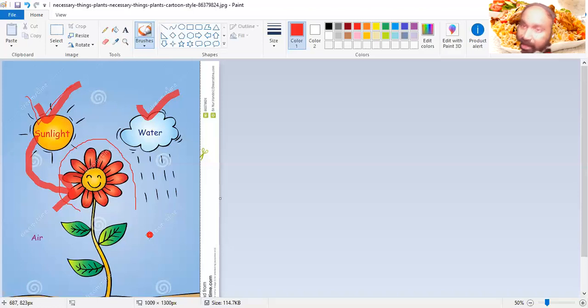Our nutrition is heterotrophic mode of nutrition. So plants do autotrophic mode of nutrition. We do heterotrophic mode of nutrition. So two types of nutrition: autotrophic mode and heterotrophic mode. Okay, now I will stop this sharing. Understood, right? Two types of nutrition: autotrophic nutrition and heterotrophic nutrition. Okay, I hope you understood.